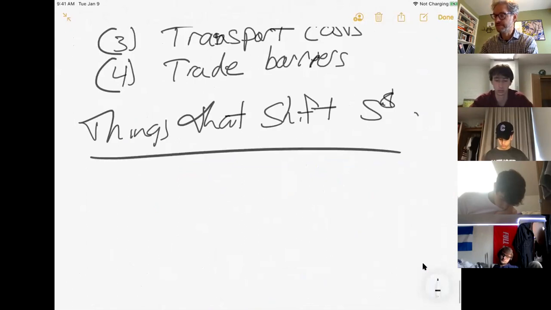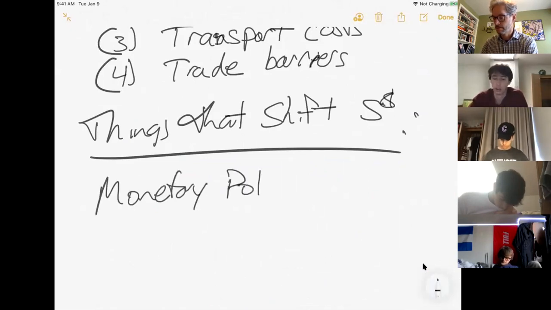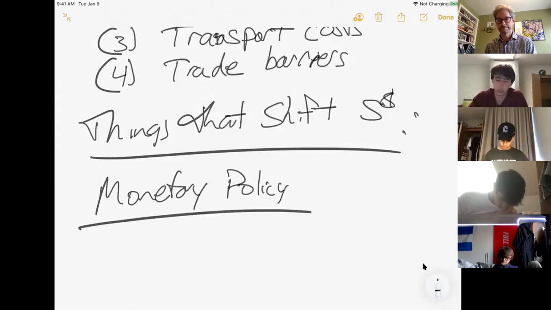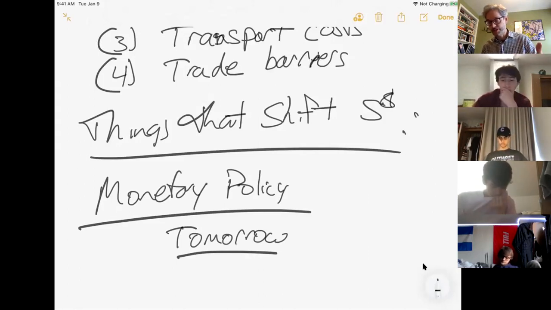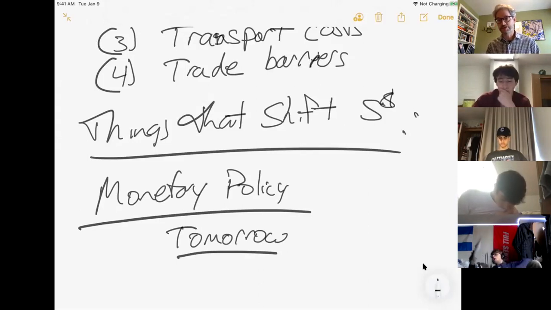This is something that shifts the supply of dollars. And this is monetary policy. Monetary policy is the number one thing that shifts the supply of dollars. And let's talk about this tomorrow, right? So we're not going to get into this afternoon, but this is really where we're going to pick up tomorrow and talk about, given we've talked about things that shift the demand for dollars, now let's talk about things that shift the supply, particularly monetary policy.